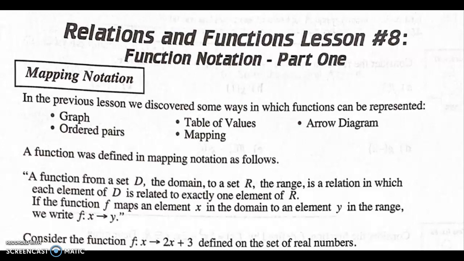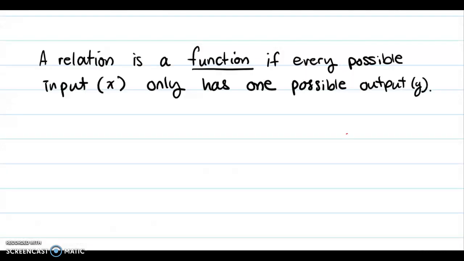Hello everyone, in today's lesson we're going to be looking at lesson 8, function notation. In our previous lesson we looked at what a function is. A relation involving inputs and outputs is a function if every possible input only has one possible output.